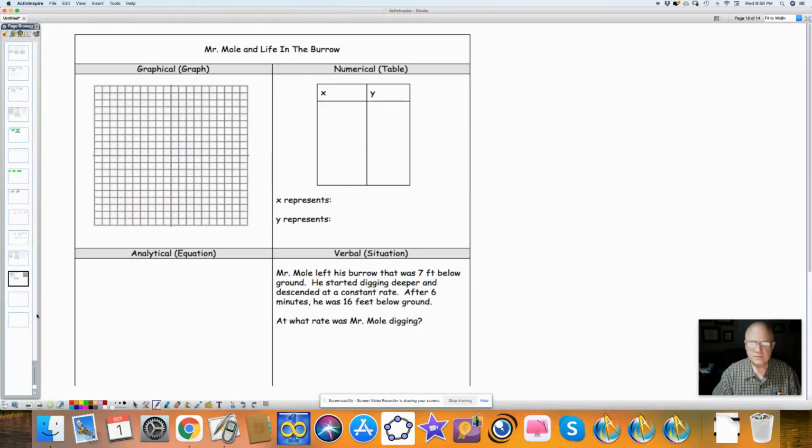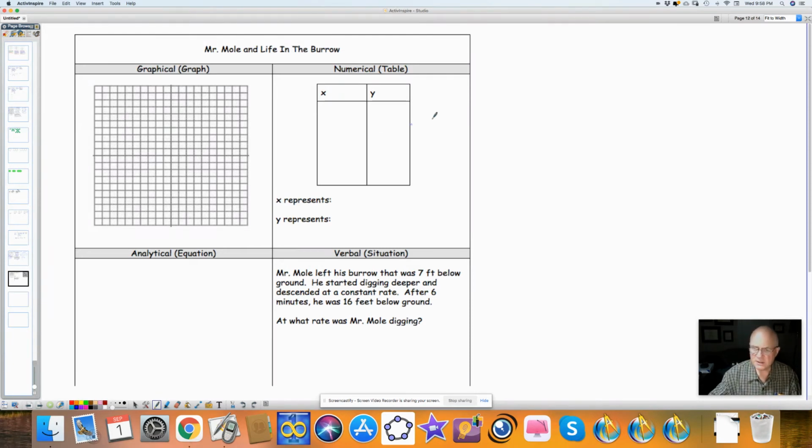The other one that some of our classes looked at was this one, Mr. Mole. We read the question. Mr. Mole left his burrow that was 7 feet below the ground. He started digging deeper, and he set it at a constant rate. After 6 minutes, he was 16 feet below the ground. At what rate was he digging?